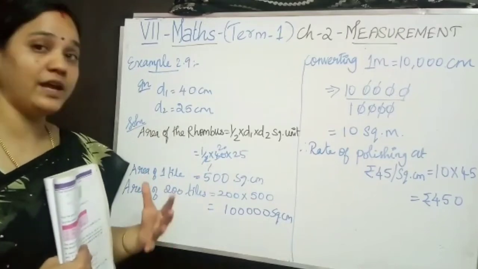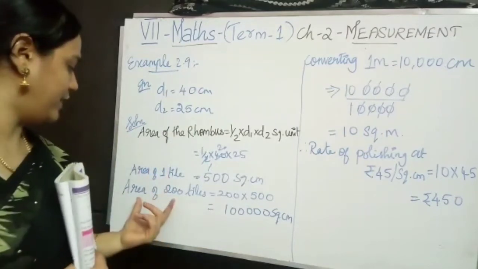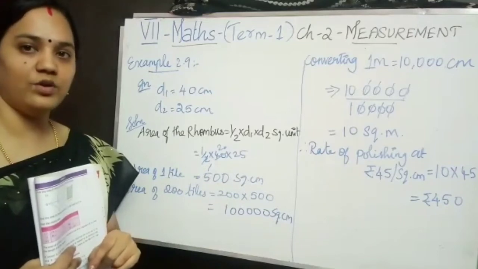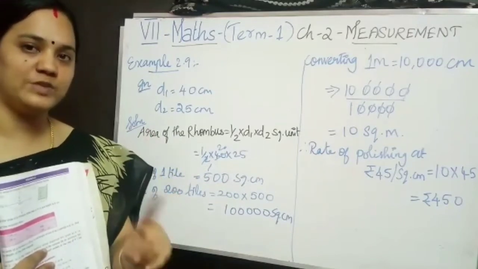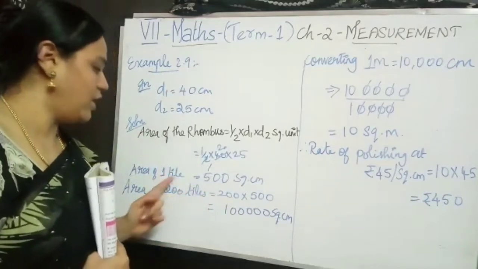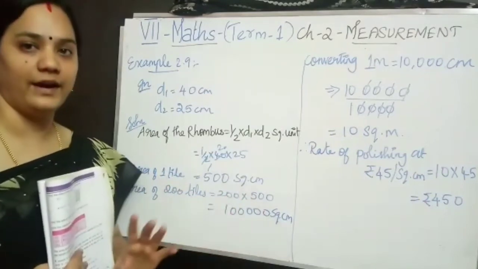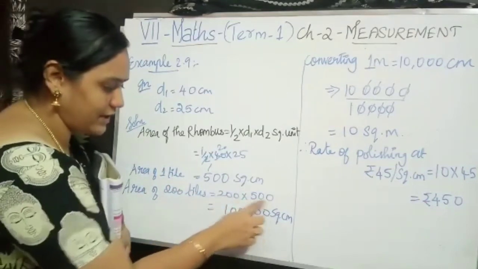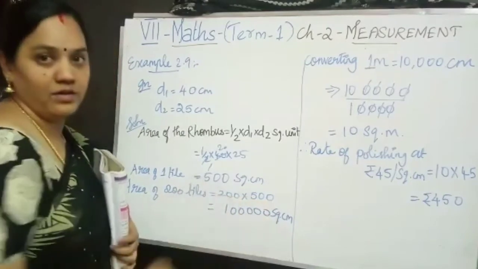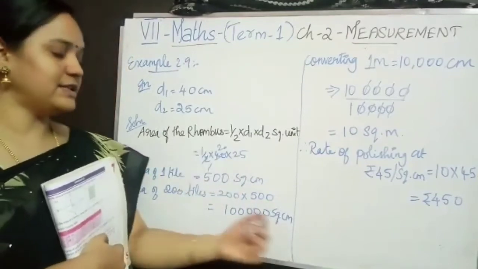But we have to find out the area of all the 200 tiles in the office. What can I do? I can multiply. Already I told you one example: if the cost of 1 pen is 5 rupees, then 10 pens is 50 rupees. We are multiplying the same way. The area of one tile is 500, so the area of 200 tiles is 200 into 500. While multiplying, you can first write the zeros. 4 zeros, and 2 5s are 10. Totally how many zeros? 5 zeros are there.